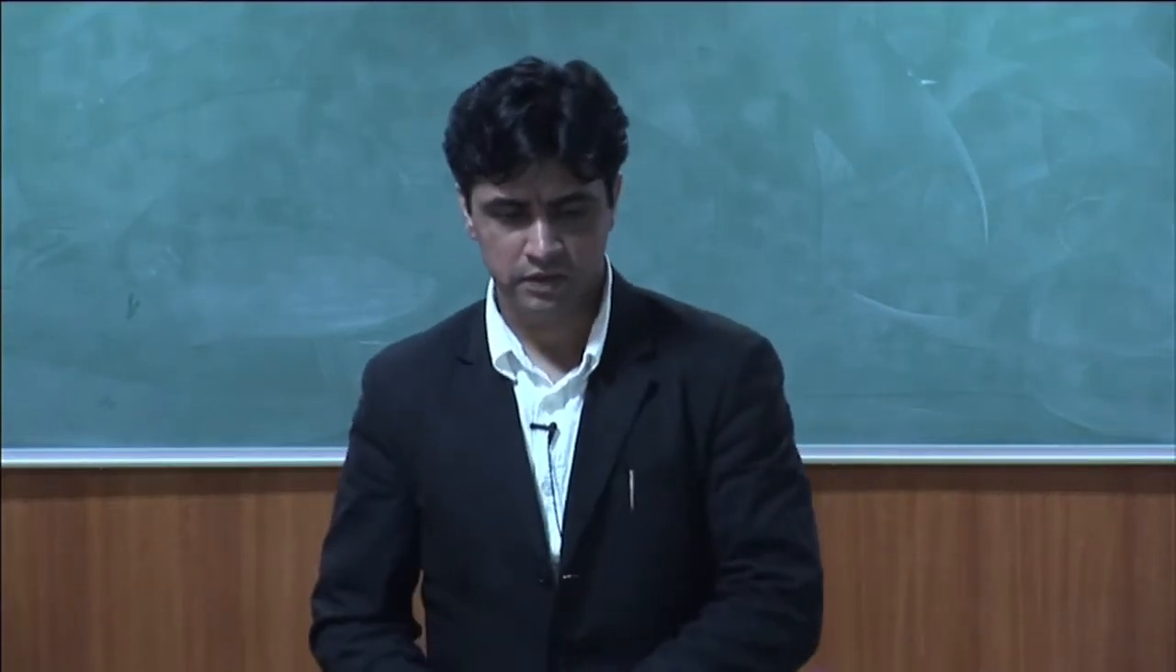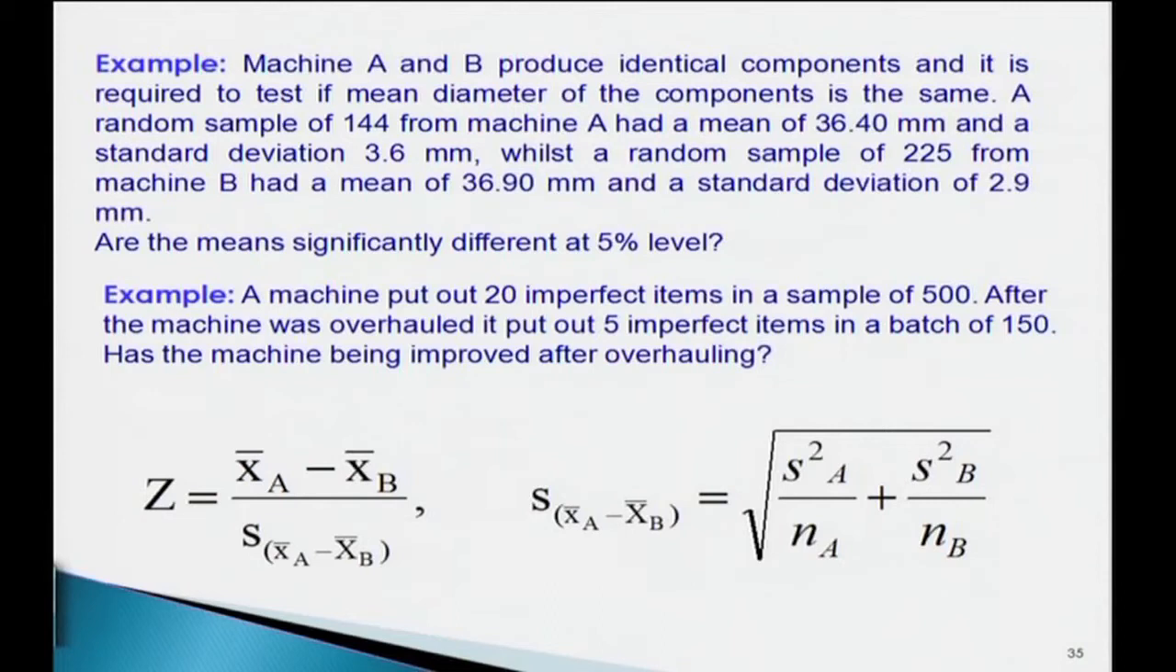Say if we have this first example, there are two machines, machine A and machine B, that produce identical components, and it is required to test if the mean diameter of the component is the same. Both the production of machine A and B, the diameter is same or not. A random sample of 144 from machine A had a mean of 36.4 mm and standard deviation of 3.6 mm, while a random sample of 225 from machine B had a mean of 36.9 and standard deviation of 2.9.